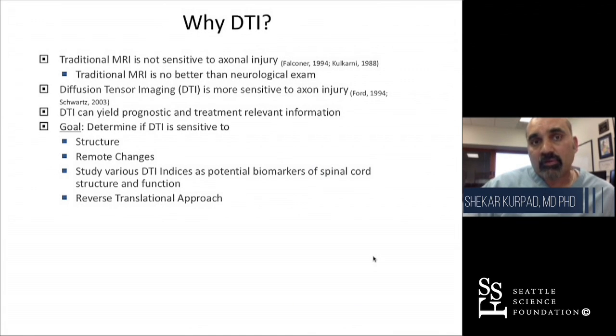Why DTI? So traditional MRI is not sensitive to axonal injury. Diffusion imaging is likely, at least by hypothesis, thought to be more sensitive to axonal injury. Diffusion imaging could therefore yield prognostic and treatment-relevant information, and the goals were to determine if DTI was sensitive to the structure of the spinal cord in the context of injury, was sensitive to remote changes in the spinal cord, remote from the area of injury, and thus study various DTI indices as potential biomarkers of spinal cord injury, spinal cord structure and function after injury. Our own approach has been to use a reverse translational approach, which I'll describe in a little bit.